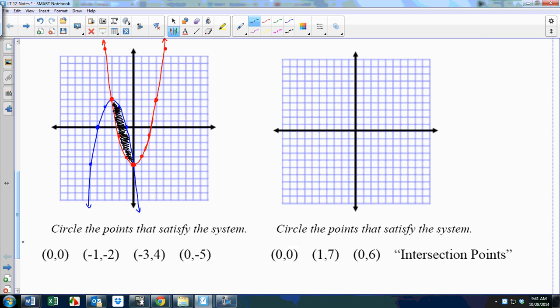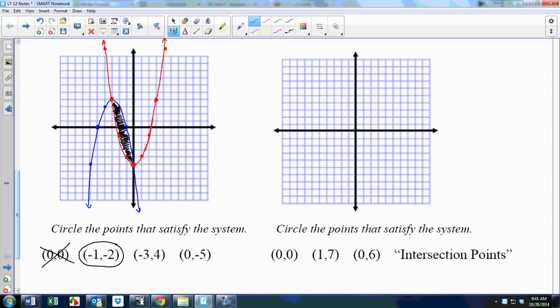So there's a couple of interpretive questions at the bottom. Which of these following 4 points satisfy the system? 0, 0, does it work for both inequalities? No, it works for the red one. It's in the red inequality, but it's not in the blue. It's not where they overlap. So nope, not that one. What about -1, -2? Yeah, that one's in there.